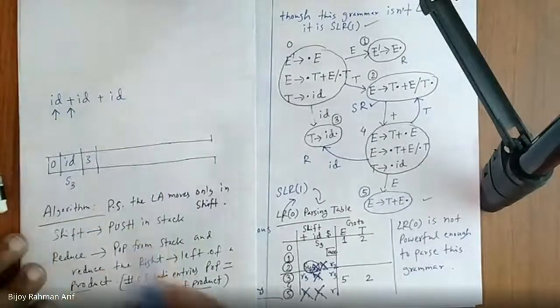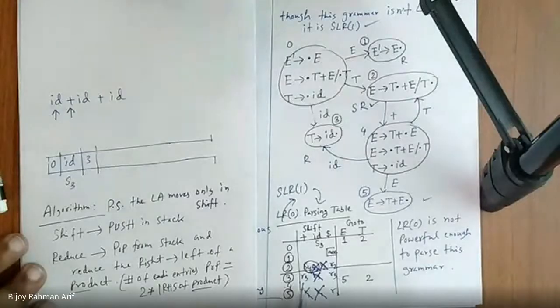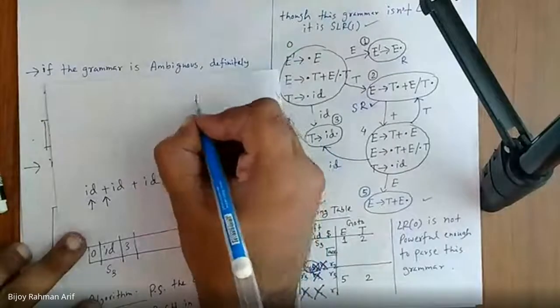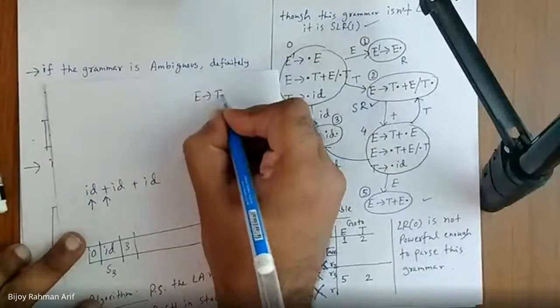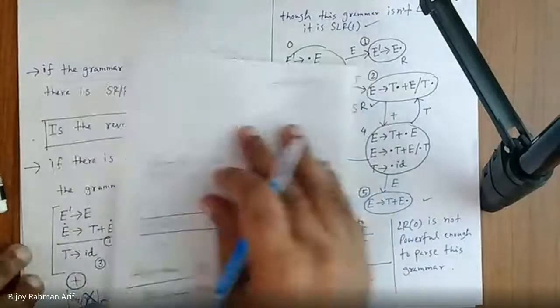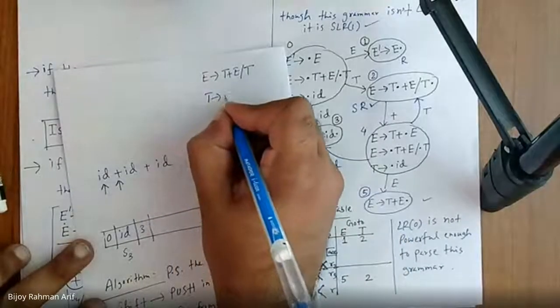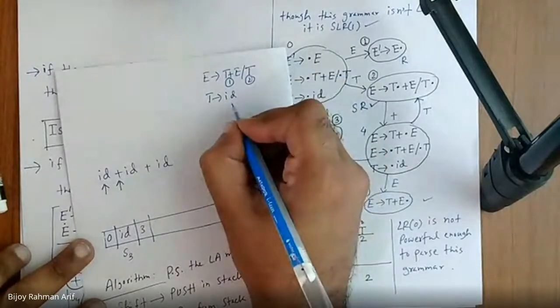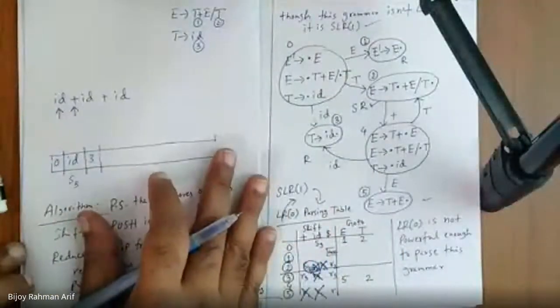Now, 3 seeing plus. Going to 3, seeing plus, what am I going to do? Reduce, using rule number 3. So, what is my rule number 3? I have the rules E derives T plus E or T, and T derives ID. I have numbered them as rule number 1, rule number 2, and rule number 3. So which rule am I going to use?